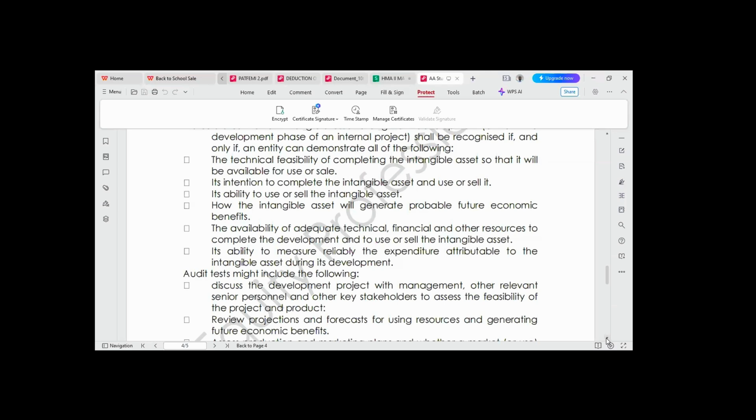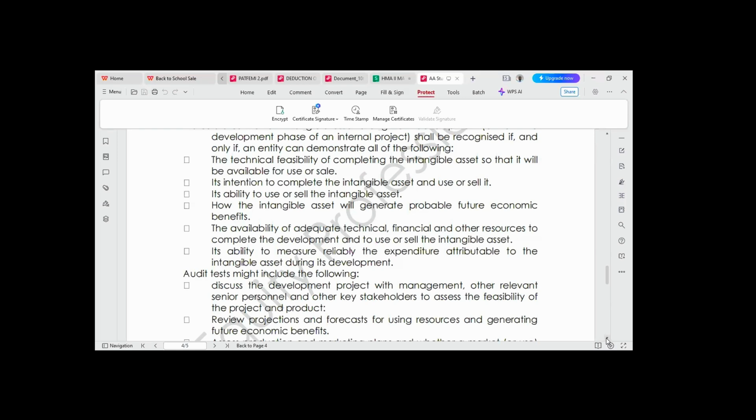One of them, they want to check the technical feasibility of completing the intangible asset. The intention to complete the intangible asset and use or sell it. The ability to use or sell this intangible asset. The intangible asset will generate probable future economic benefit. The availability of adequate technical, financial, and other resources. The ability to measure reliably the expenditure attributable to the intangible during its development. So the audit test might include the following: discuss developmental projects with management, other relevant senior personnel, and other key stakeholders to assess the feasibility of the project or product.